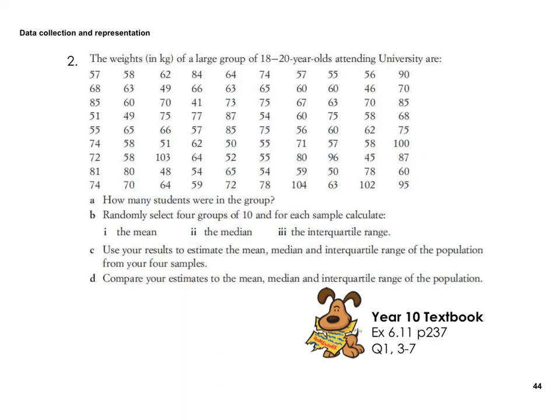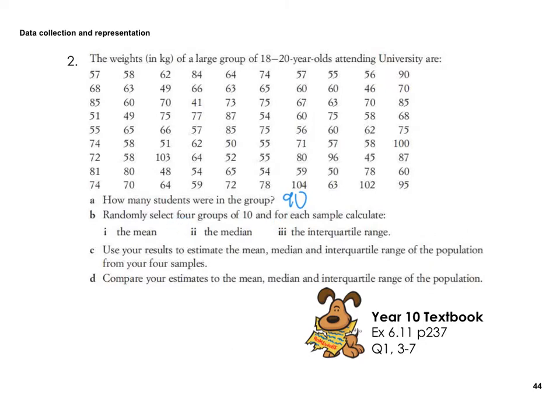Okay, here's one more question. We're comparing the weights in kilograms of a large group of 18 to 20-year-olds attending university. Obviously, there's quite a few there. Okay, so the first question, how many students are in the group? Okay, so it's 9 by 10, which is 90. Not too difficult.